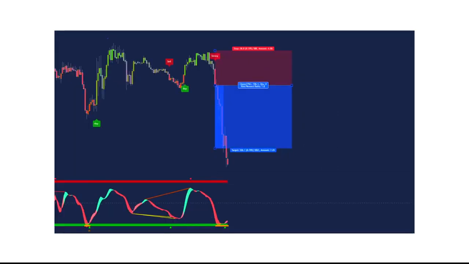A nice tip to mention is that if you were in a sell trade, for example, like right here, and a buy indication comes up with divergence, it is important that you do not exit that trade. Always stick to the original trade and always make sure that you only enter trades on candle close.